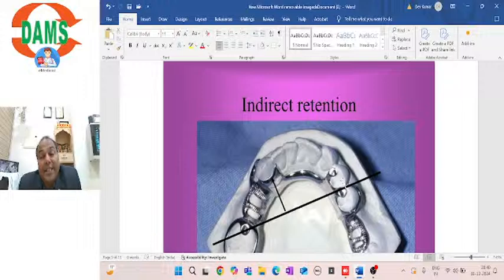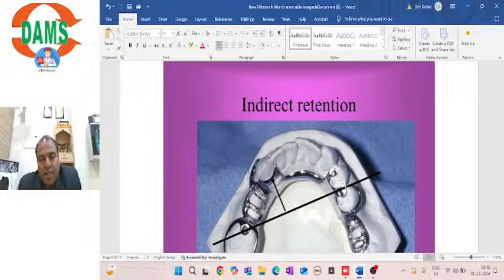Remember this, that there are three types of rest seats. One is the occlusal rest seat, second is the lingual rest seat, third is the incisal rest seat. Remember, first the guide planes are prepared, then the rest seats. Okay, the occlusal rest seat is roughly triangular in shape. The base of the triangle is towards the marginal ridge.